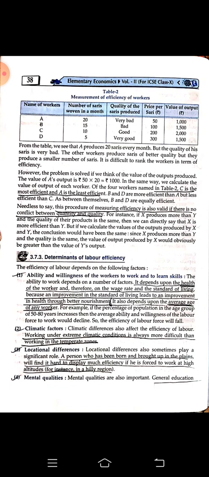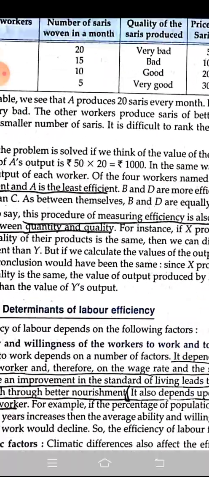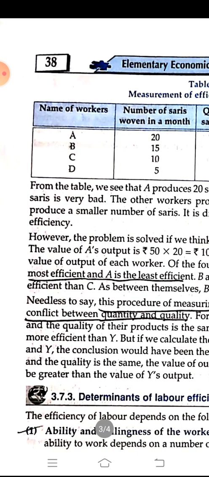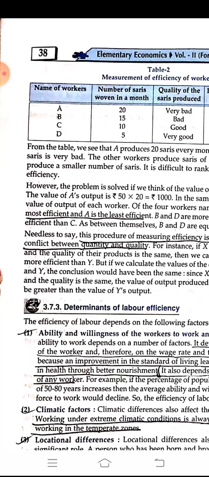So if we go on the quantity basis, we can easily say A is the most efficient and D is the least efficient person here. Next, let us go for the quality. You can see the third column, quality. A has made 20 saris of very bad quality, B has given 15 saris of bad quality, C has given 10 saris of good quality, and D has given 5 saris of very good quality. So quality wise we can say D is the most efficient one.